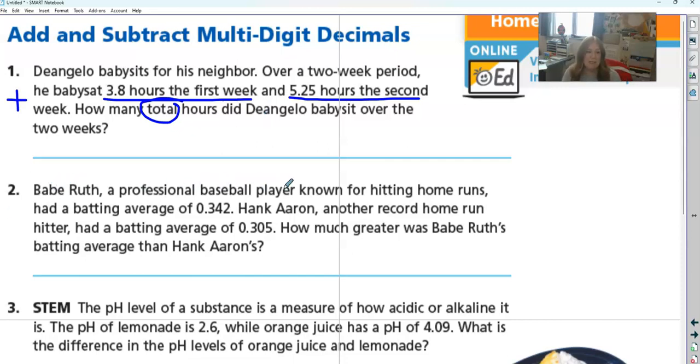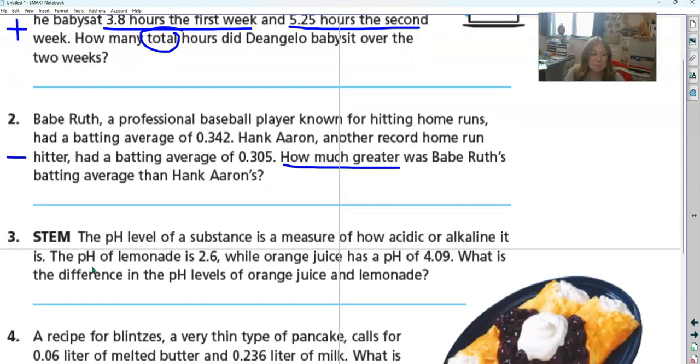Babe Ruth, a professional baseball player known for hitting home runs, had a batting average of 342 thousandths. Hank Aaron, another record home run hitter, had a batting average of 305 thousandths. How much greater was Babe Ruth's than Hank Aaron? So Babe Ruth's was a little bit more. So we're not putting them together. We're finding the distance between them. We want to subtract those. So go ahead and line those up and subtract those out.